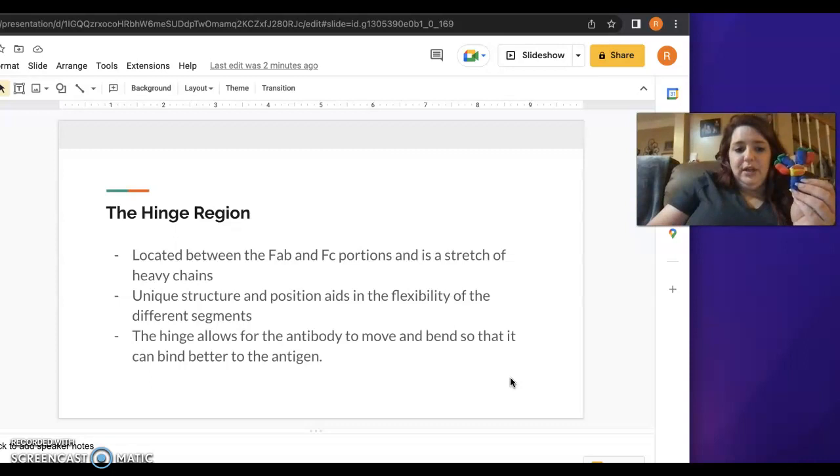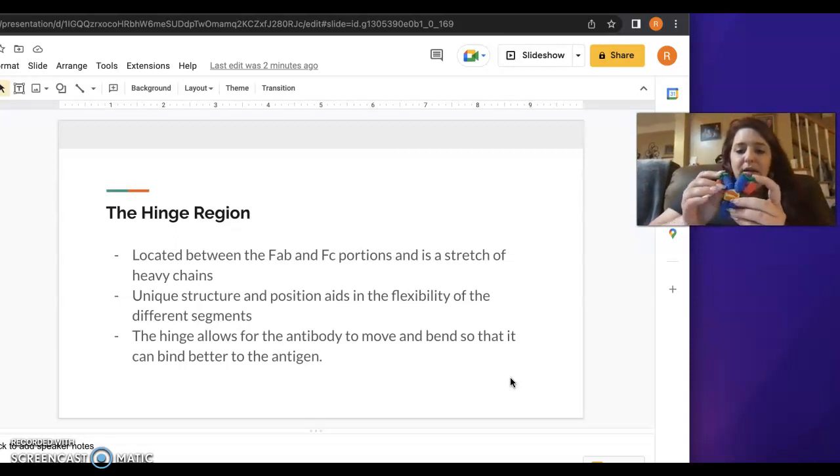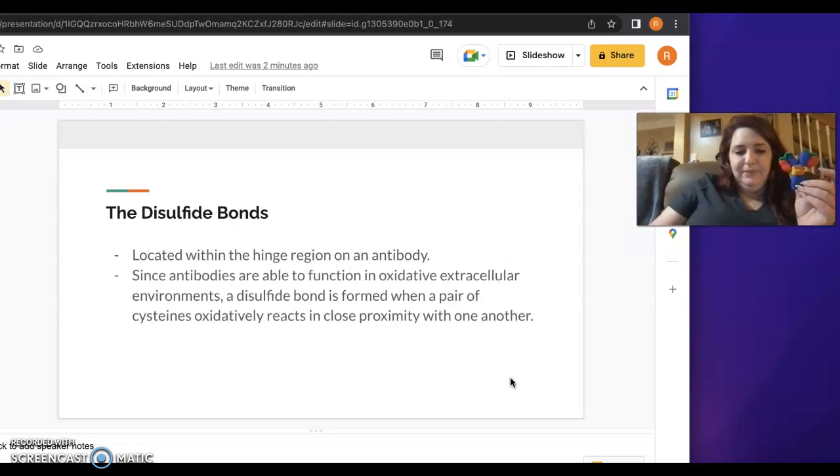This unique structure allows its position to be flexible and have the segments move in different ways, so that way it can bind to different antigens better, because some might be wider or smaller, so this way it allows it to kind of move so that it can better bind to specific antigens.